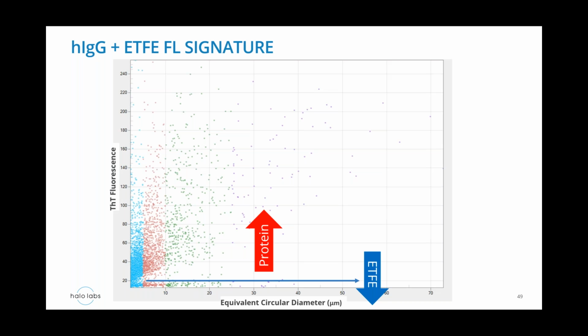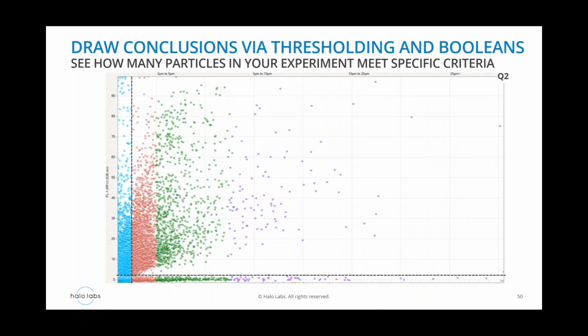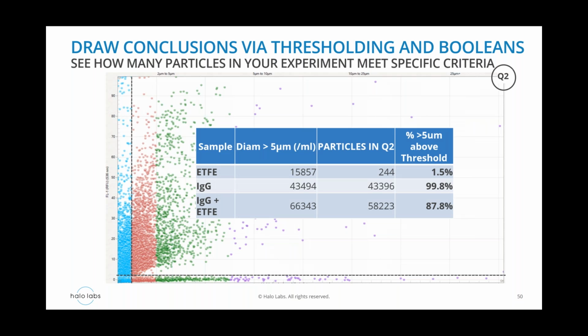One simple way of distinguishing them is to look for particles whose fluorescence is significantly above the background, and we have great methodologies for separating the two. In this case, we show a mix of proteinaceous sample mixed with ETFE, and this tool highly predicted, using this ThT approach, that the ETFE particles did not fluoresce above the threshold.